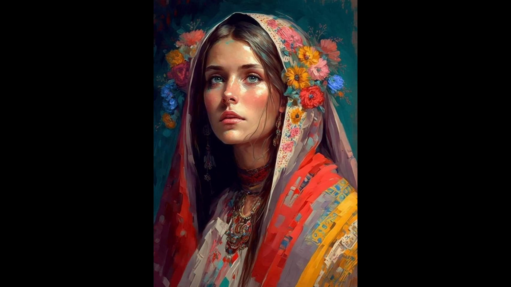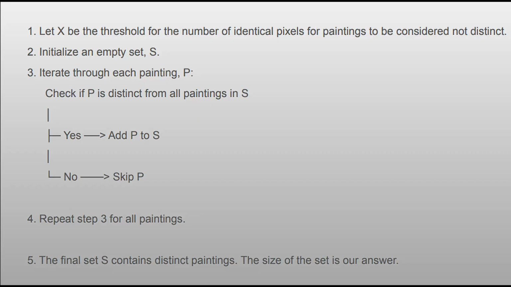Create an empty set. To this set we add paintings that are distinct from all paintings in the set. So we start with painting 1 and add it because the set is empty. Then for painting 2 we check if it's distinct from painting 1 by comparing the pixels one by one. For painting 3 we do the same, but now we compare it to painting 1 and, if painting 2 is in the set, we also compare it to that.